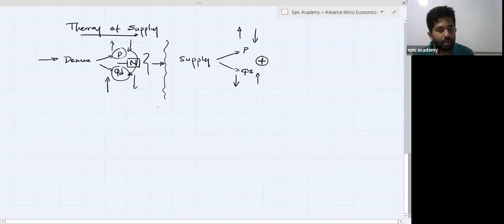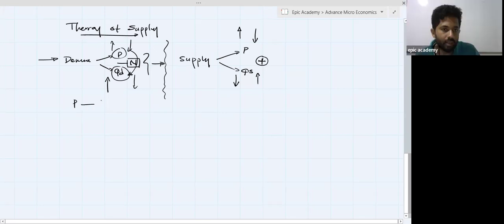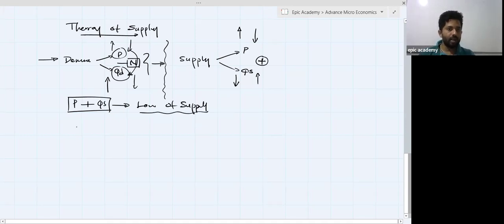The law of supply represents the positive relationship between price and quantity supplied. If you ask anyone what the reasons are behind that kind of situation, the first one is the choice of the producer.